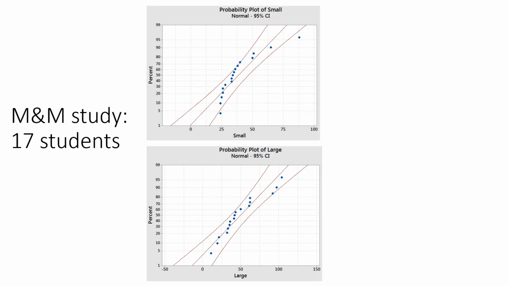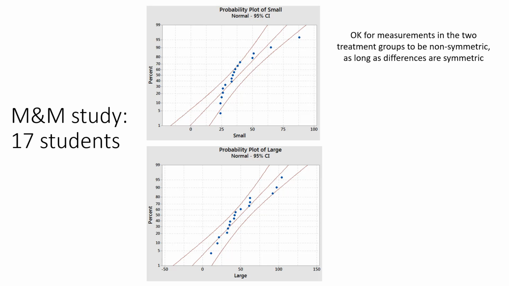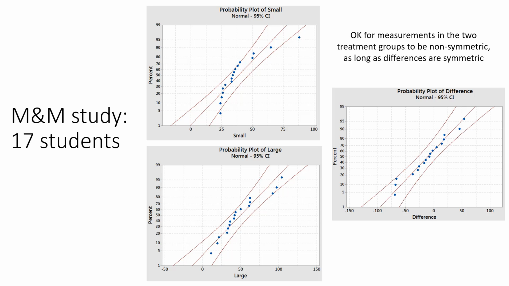But for a paired t-test, it's okay for the measurements in the two treatment groups to be non-symmetric, as long as the differences are symmetric. So what we really want to check is the normal probability plot of the differences after we subtract small minus large. And these do turn out to be approximately normally distributed. So we're okay to go ahead with a paired t-test.